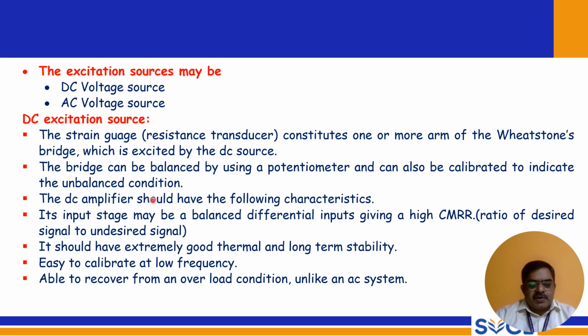The DC amplifier should have the following characteristics. Its input stage may be balanced differential inputs giving a high CMRR, common mode rejection ratio. It is the ratio of desired signal to undesired signal. It should have extremely good thermal and long-term stability, be easy to calibrate at low frequency, and be able to recover from an overload condition, unlike an AC system. So these are the DC excitation source.